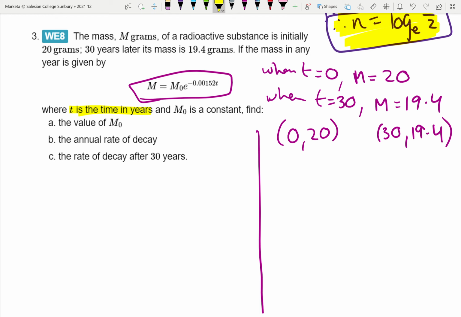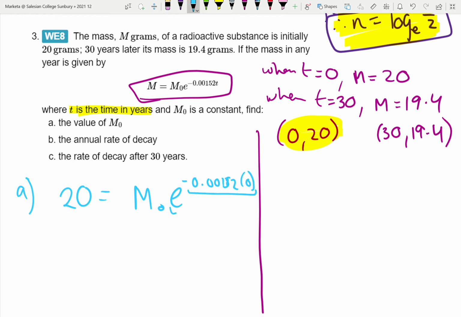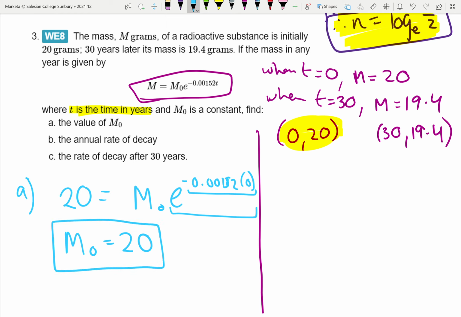So I'm going to sub in one of the points, and actually I'm just going to sub in that point. So 20 equals M0 e to the negative 0.00152 t. So obviously this is going to be 0, so this whole thing is 1. So that means M0 equals 20. And of course, using the one where t equals 0 is very much better than using 30 and 19.4. So that's our first bit.